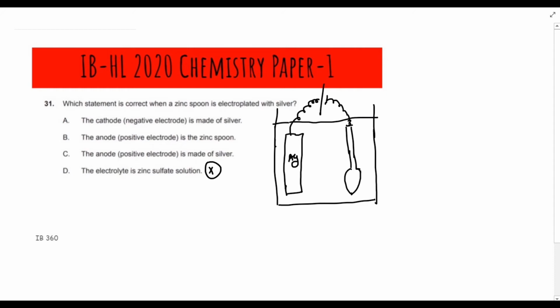Now let's check for anode and cathode. Ag will get converted to Ag plus and an electron, and that Ag plus will come here. It will gain an electron and finally form Ag solid. So the Ag, that is the pure silver block, will act as the anode because oxidation is occurring through it, and this zinc spoon will be the cathode. This is because at the cathode you can see that Ag plus is taking up an electron. That means Ag plus is getting reduced. So anode is for oxidation, cathode is for reduction. So from the options below, option C is the correct answer: the anode is made of silver.